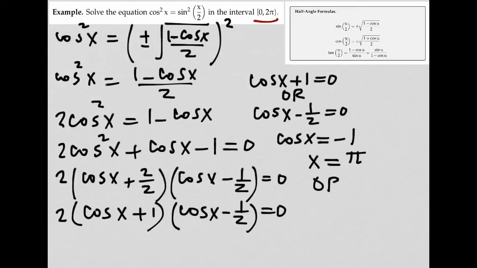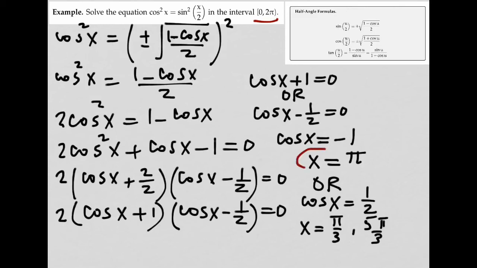Or, the other equation is cosine x equals 1/2. Where is cosine x equal to 1/2? There are two values where the cosine is 1/2, namely at pi over 3 or 5 pi over 3. So the solutions to the given equation are 3 in the half-open interval from 0 to 2 pi: x equals pi, x equals pi over 3, or x equals 5 pi over 3.